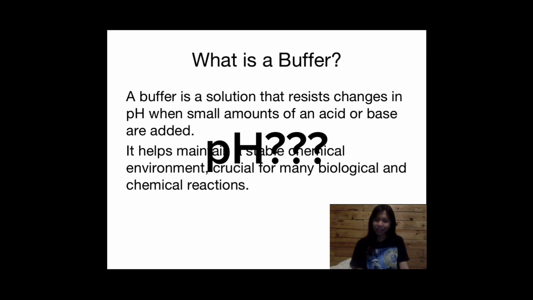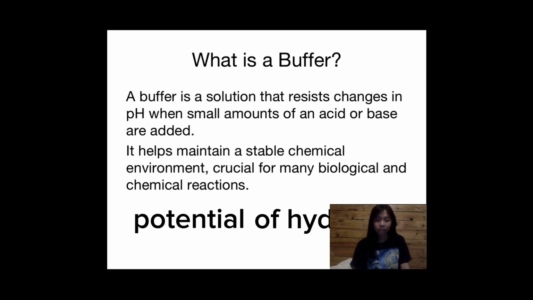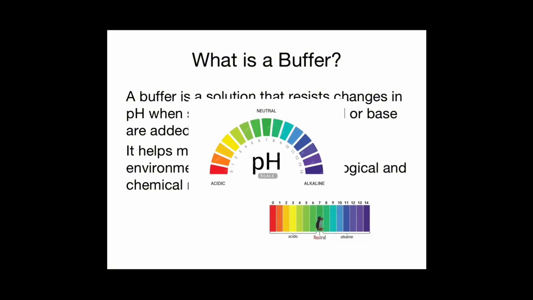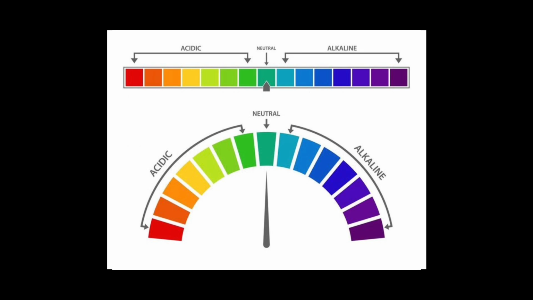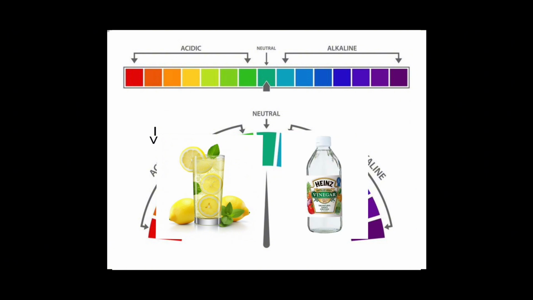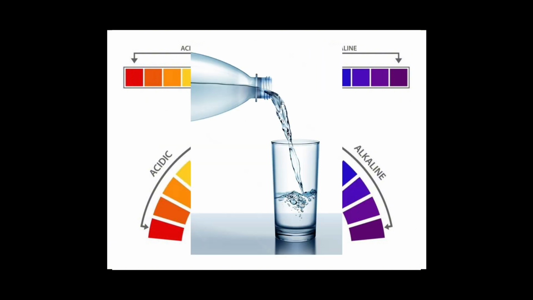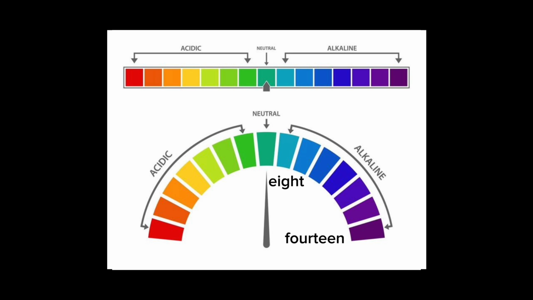Pero unsa man ang pH? pH stands for potential of hydrogen. pH tells you kung acidic ba or basic ang isa ka solution. It goes from 0 to 14. 0 to 6 means acidic. For example, lemon juice or suka. And 7 is neutral, like pure water. And 8 to 14 means basic, like sabon or toothpaste.